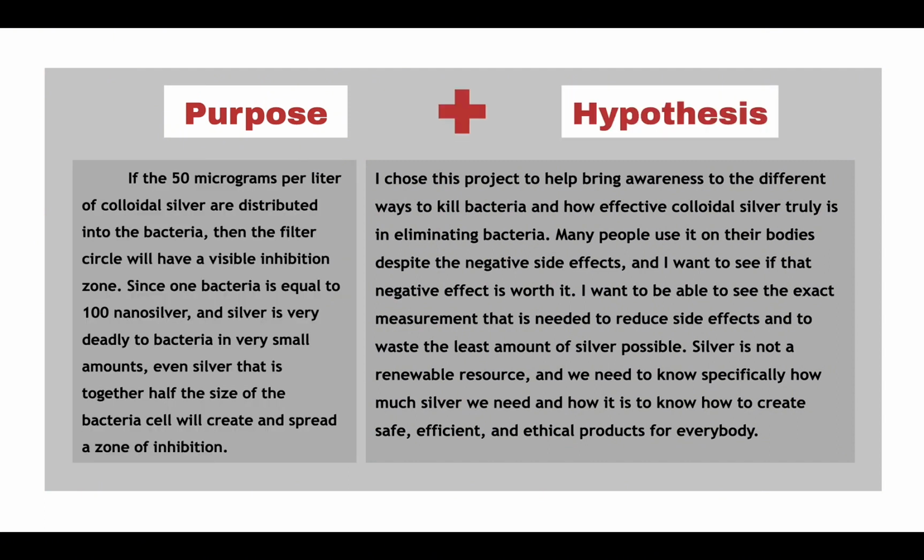Here's my hypothesis. If the 50 micrograms per liter of colloidal silver are distributed into the bacteria, then the filter circle will have a visible inhibition zone. Since one bacteria is equal to 100 nanosilver, and silver is very deadly to bacteria in very small amounts, even silver that is together half the size of one bacterial cell will create and spread a zone of inhibition.